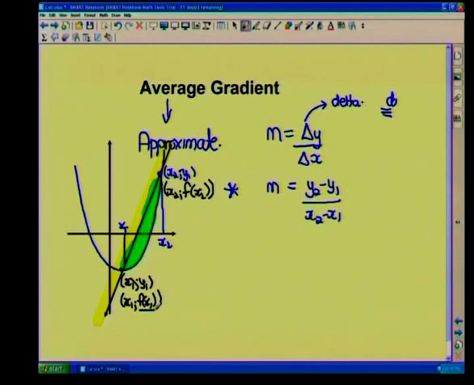All right, so there again, I could be using this functional notation, which means I could go over here and say my gradient is f of x2 minus f of x1 over x2 minus x1.